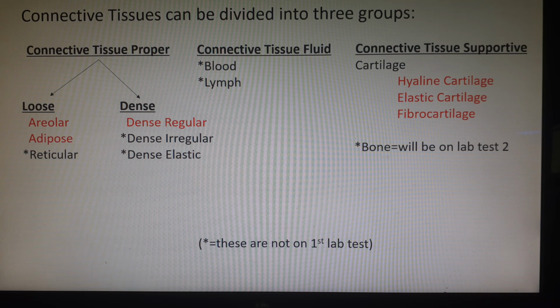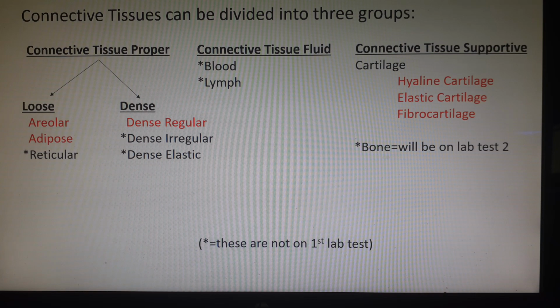Now, dense regular and dense irregular, they're both big concentrations of collagen fibers, and the regular or irregular tells you the direction the fibers are laying. If all the fibers are laying generally the same direction and following a wavy pattern, that's dense regular. That's going to be good for building things that need strength in one direction. So we're going to have tendons and ligaments made out of dense regular.